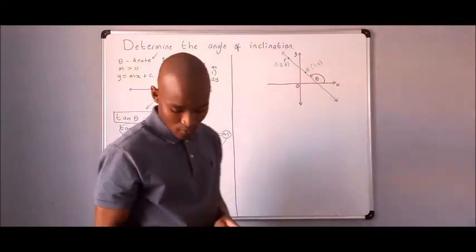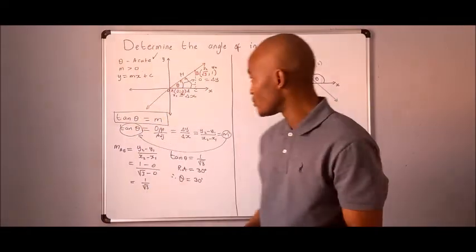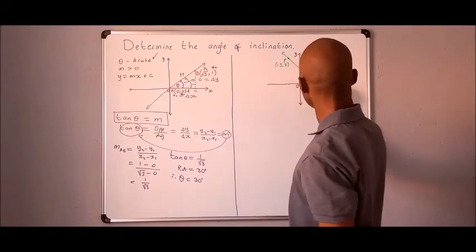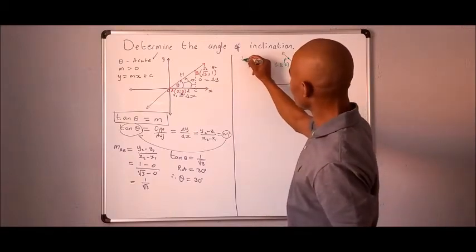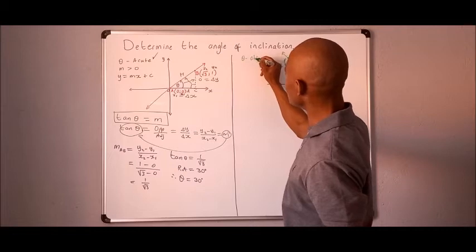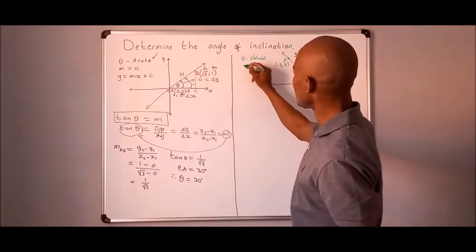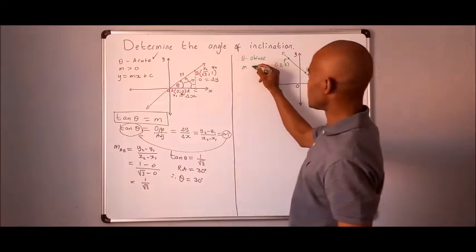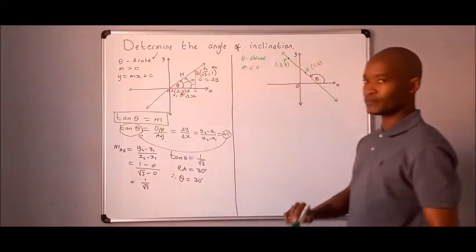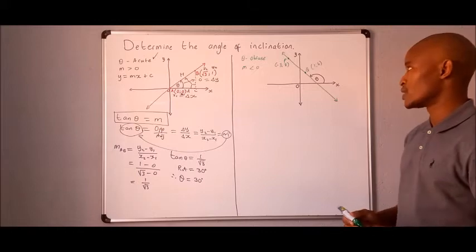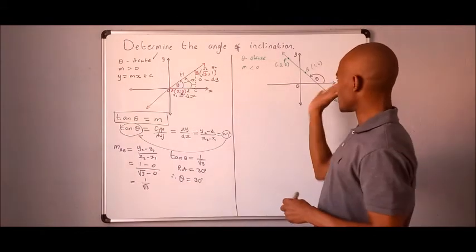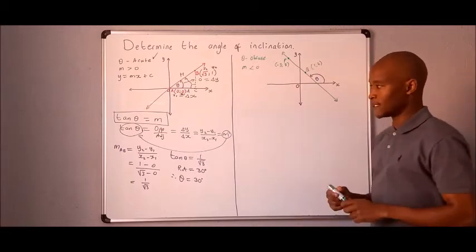Let's go to the second one. What do we pick up here? We see that our theta is indeed obtuse. Our gradient, decreasing function, gradient is less than 0. So here we will need to use a reduction formula because it's an angle that's greater than 90.